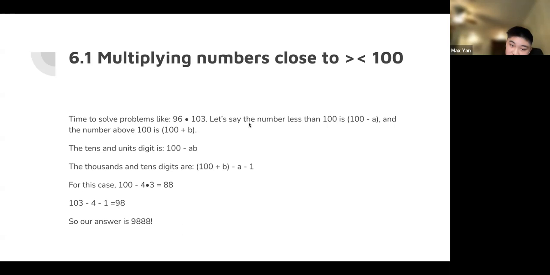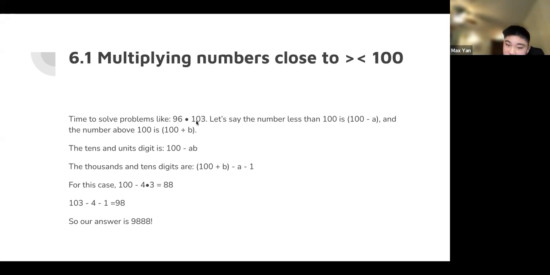The tens and units digits are going to be 100 minus ab. That's going to be the tens and the units digits. For the thousands and hundreds digits, it should be 100 plus b minus a minus 1. And 100 plus b is just the first number.